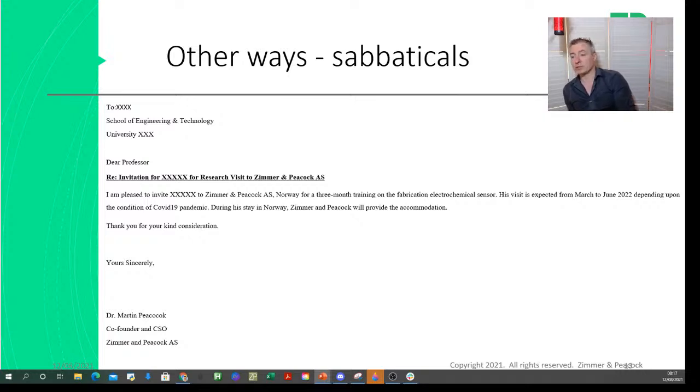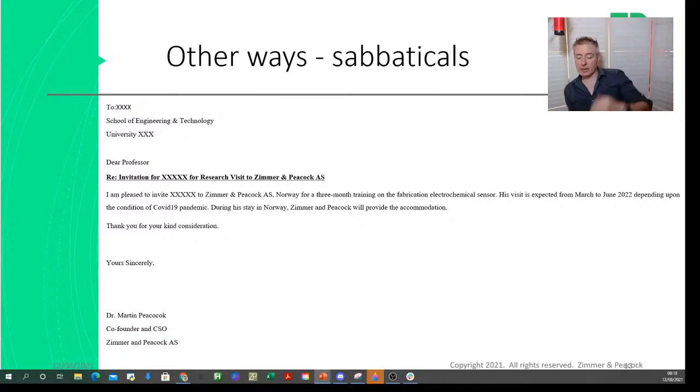And I've agreed, obviously in this one, to pay his accommodation for him. So he wants to ultimately leave academia and join Zimmer Peacock. He's been loyal and working with us for a good couple of years, and I've tried to support him. We've tried a number of things along the way, but at this point now I will give him this letter of support. He will come to Norway, stay with us for 3 months, and that will be his opportunity to essentially get his foot in the door.